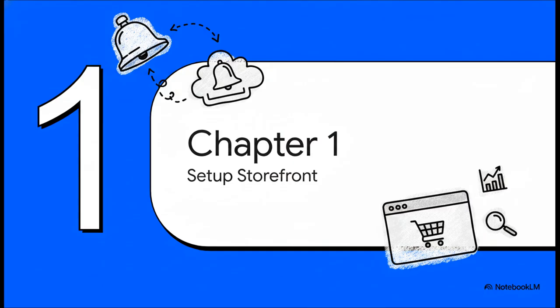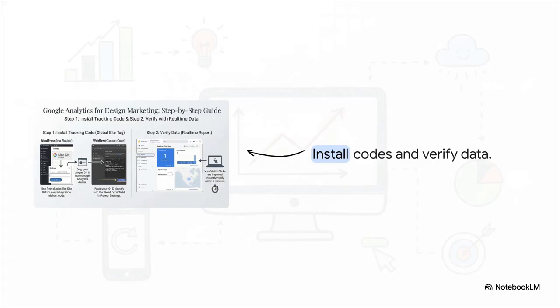Chapter 1. Setting up your storefront. Well, every good shop needs a little bell on the door, right? Just so we know when someone steps inside. Let's look at how we install our digital bell. And the best part is, the process is incredibly simple. You really don't need to be a coding wizard for this.